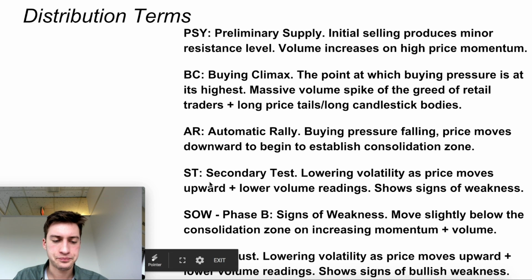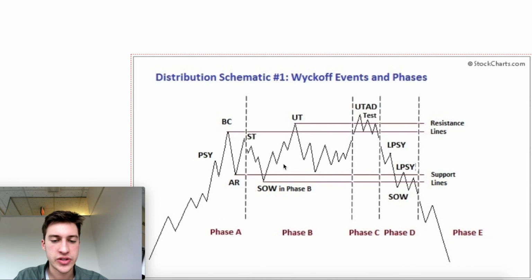In phase B, we're going to get a secondary test on lowering volatility as price moves upward with low volume, and this is going to show us signs of weakness. So this is going to occur here. Price moves down, price moves upward, but it really struggles to move upward and break the buying climax high. Again, same thing with what I talked about before.